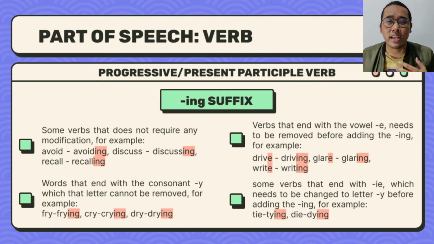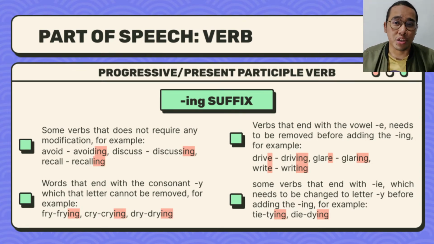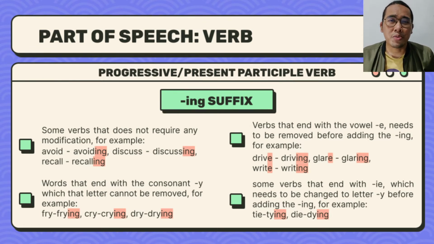Third, the letters ing for progressive verbs. Words like avoiding, discussing, and recalling are some of the words that do not require modification. Some words require extra attention, for example, words that end with the consonant y, where that letter cannot be removed, such as the words frying, crying, and drying. Some verbs that end with the vowel e, however, need it removed before adding the ing, such as the words driving, glaring, and writing. And there are also some verbs that end with ie, which needs to be changed to the letter y before adding the ing, such as tie, tying, and die, dying.